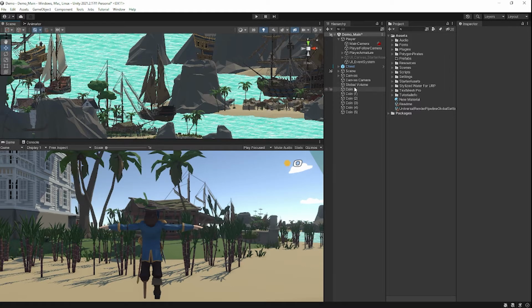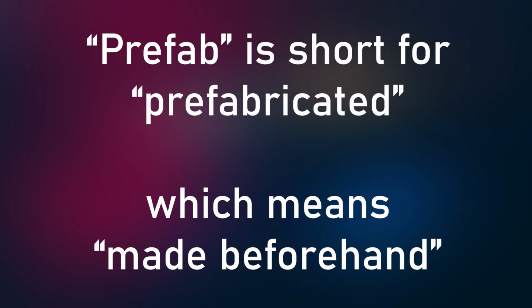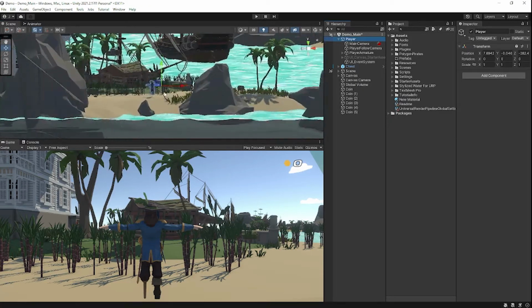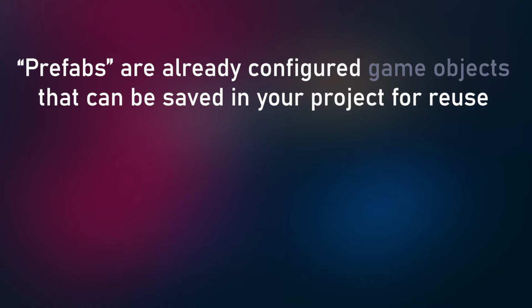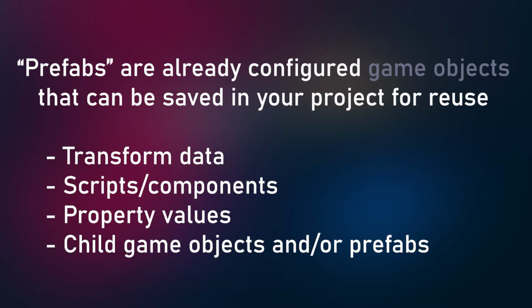This is a clear case where prefabs would be ideal. Prefab is short for prefabricated, which means made beforehand. And that is essentially what they are. Prefabs are already configured game objects that can be saved in your project for reuse. The things saved with your game object are transform data, any attached scripts or components, property values, and any child game objects or prefabs. Yes, prefabs can contain other prefabs.